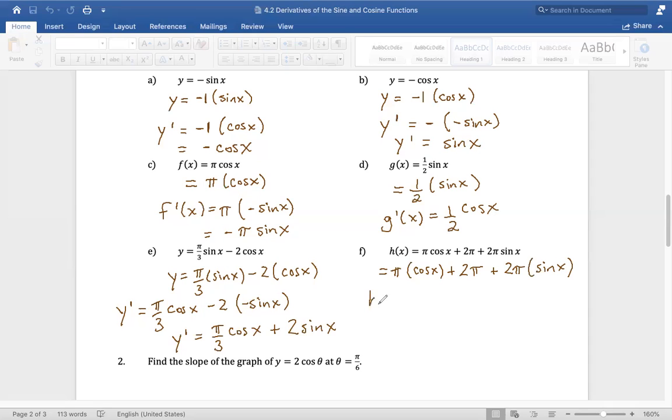So to do the derivative of this, I have a constant, I need to do the constant multiple rule. So the constant multiple rule is to keep the constant the same, the pi, and the derivative of cos, again, is negative sine of x.